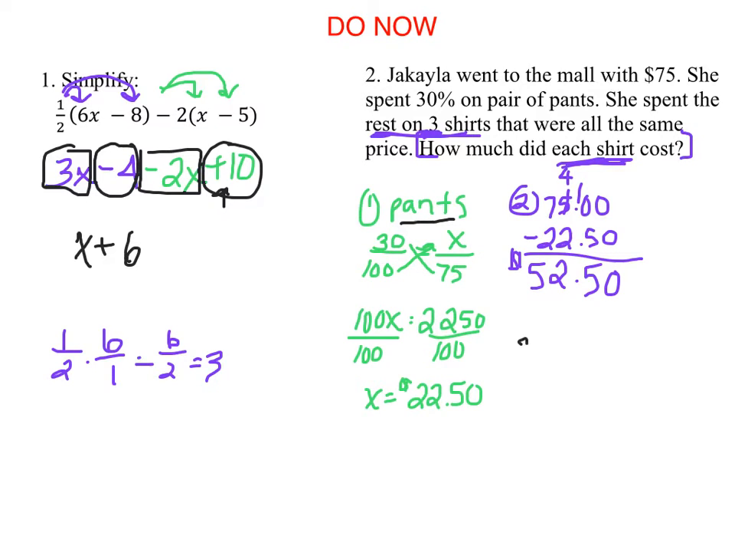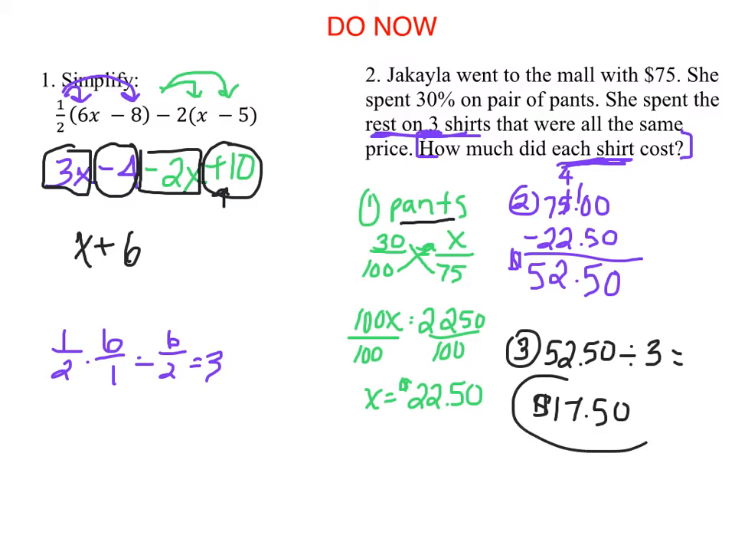So my last step I need to do is divide. All of my shirts cost $52.50. I'm going to divide that by 3, and I get $17.50 for each shirt, or one shirt. Before moving on, pause the video and correct any mistakes.